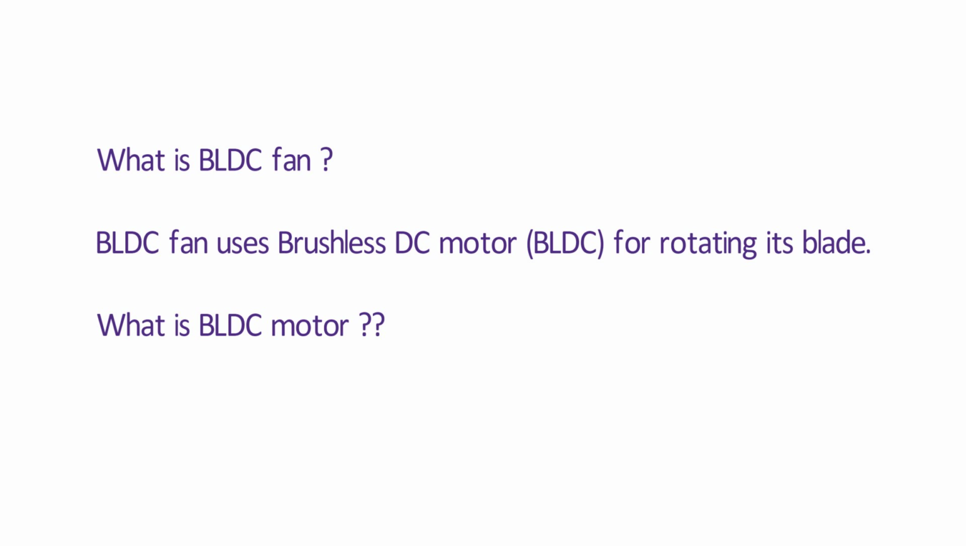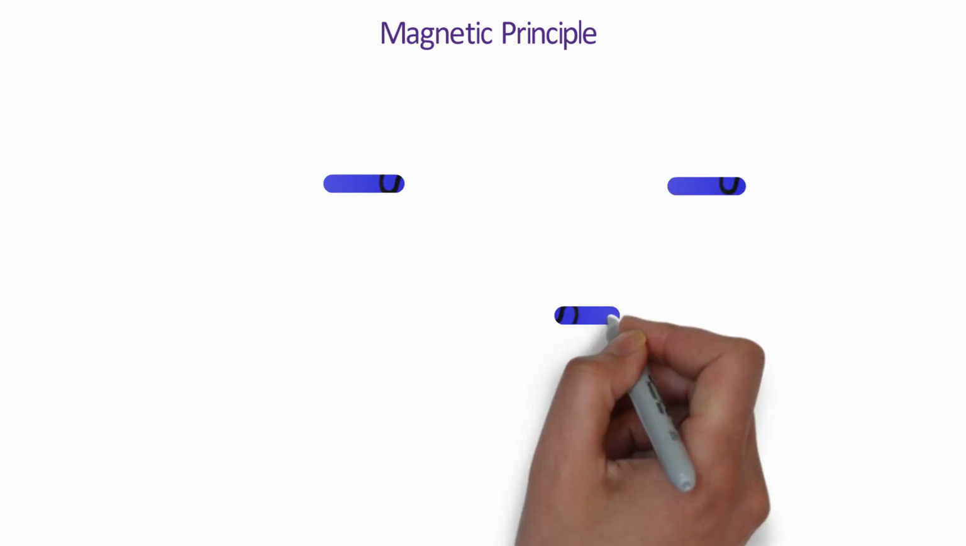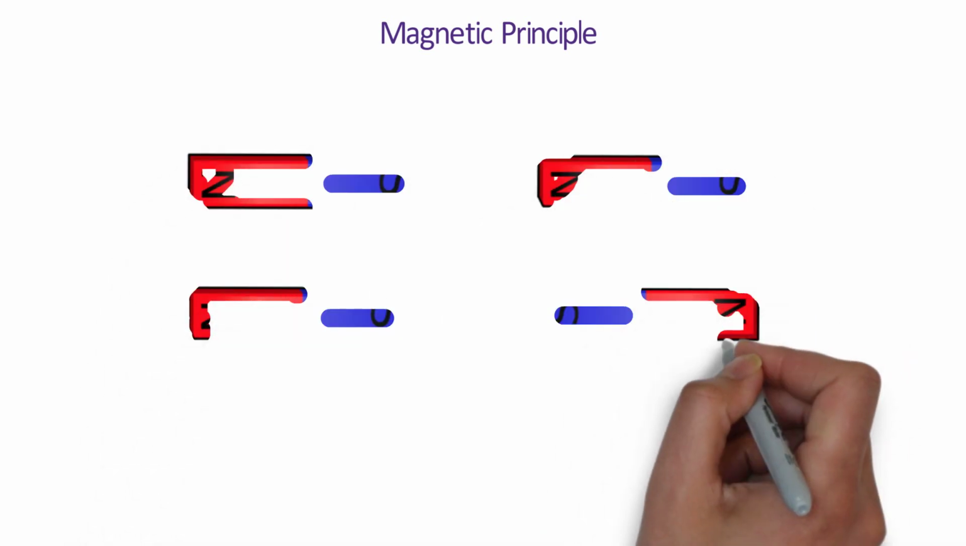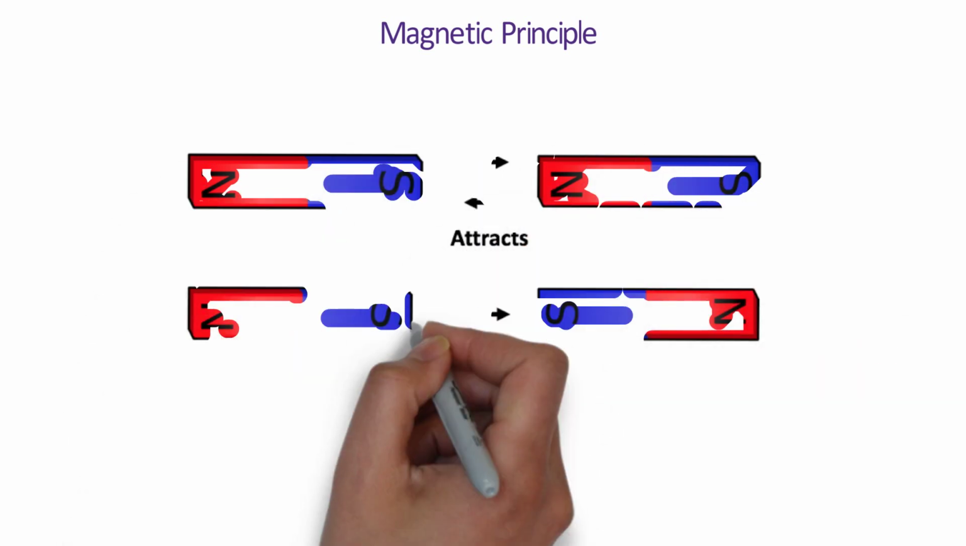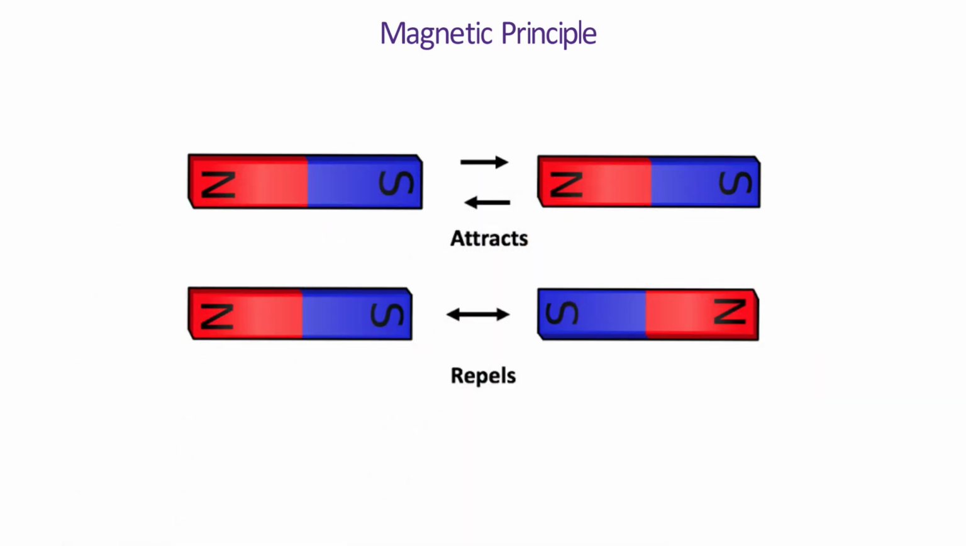Before answering that question, we will see a brief overview about magnetic principle. As we know, a magnet has two poles. They are North Pole and South Pole. Basic principle here is opposite poles attract each other and same poles repulse each other. Motor runs based on this principle. Let's go back to the previous question.